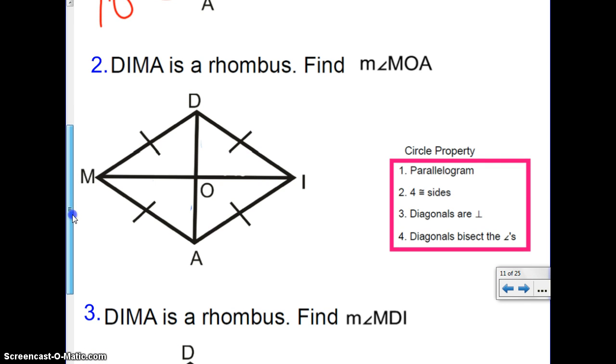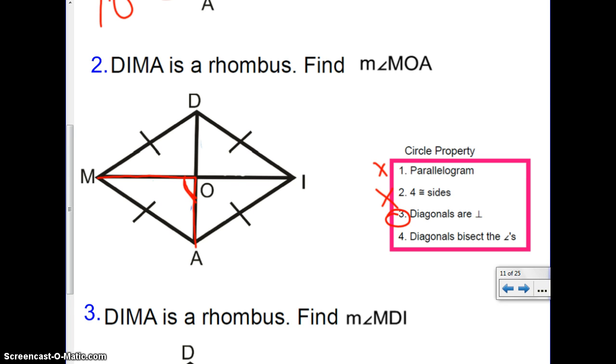Let's look at number 2. It says DIMA is a rhombus. Find angle MOA. So let's trace that angle. M to O to A. So we're looking for this angle right here. Well, what do we know? If we look at our properties, the fact that it's four congruent sides, that's not going to help us. Parallelograms really didn't say too much about diagonals. It's not that. But look at property number 3.